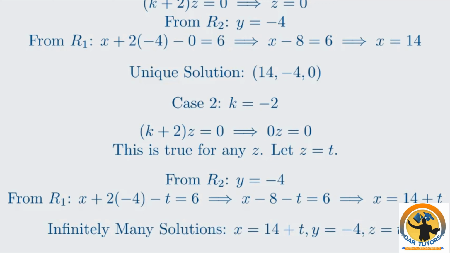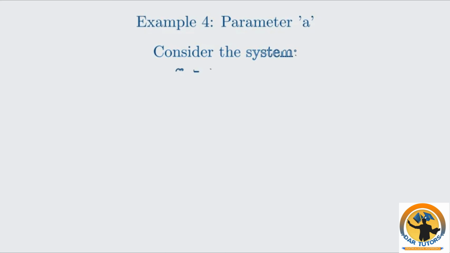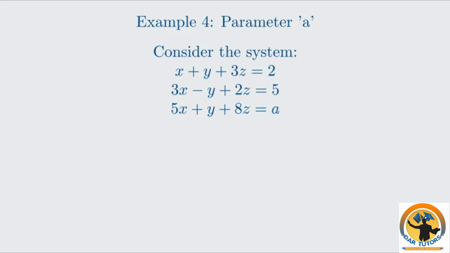We've seen how to find a unique solution, infinitely many solutions, and how to identify the conditions for each. Let's work through another example that involves a parameter, as these are common in IB exams. Consider the system: x plus y plus 3z equals 2, 3x minus y plus 2z equals 5, and 5x plus y plus 8z equals a. We'll reduce this to row echelon form and then analyze the result based on the value of a.